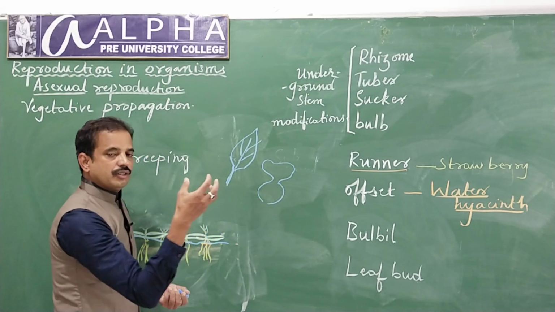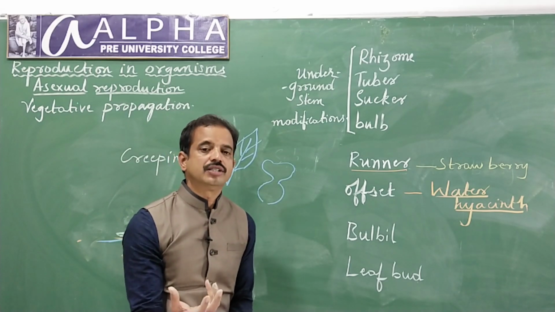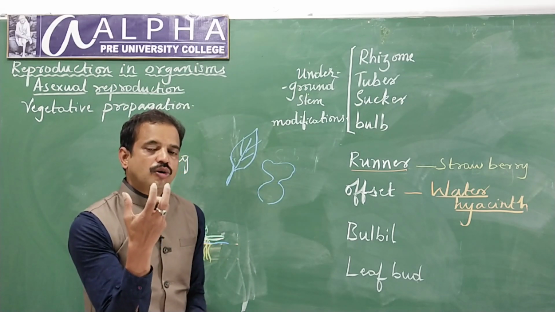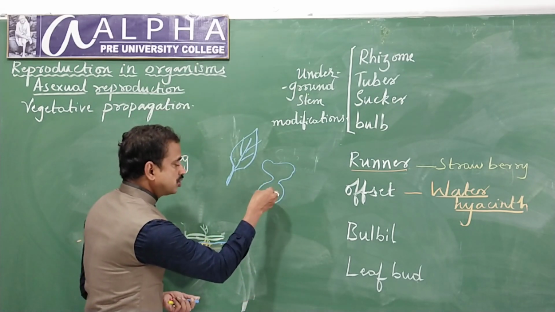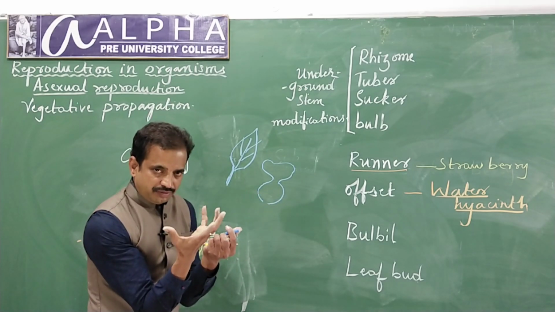And here there is a presence of a special type of parenchyma called aerenchyma. You have studied that in your first year PUC classes. This aerenchyma tissue has a lot of air spaces in which there will be a presence of air, and this appears to be inflated, filled with air.